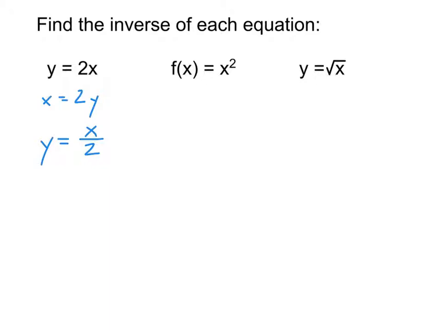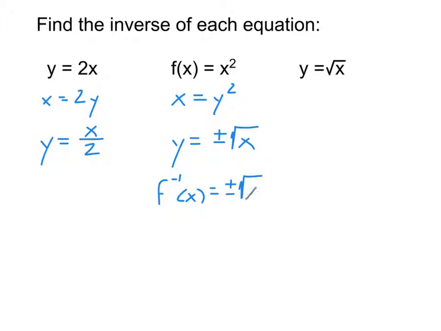All right, the second one, we swap x and y at the start. So we go x equals y squared. Because remember, of course, f of x is the same as y. I then square root both sides. And so we end up with plus or minus square root x. Little detail-y thing. Since I started with f of x, I'm going to go ahead and write my answer as inverse of f of x. But of course, that's just a notation thing.